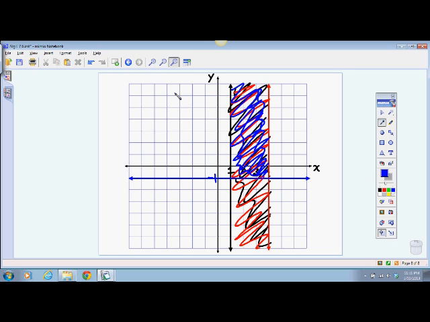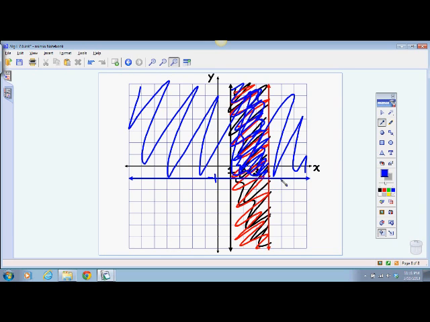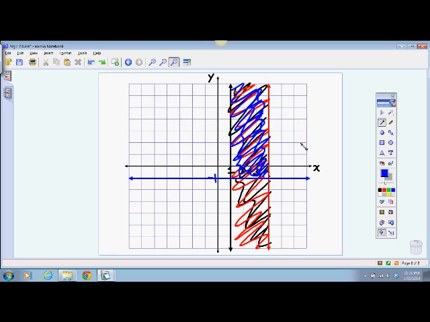Okay. Now, again, remember, you can fill in all of this. All of this represents the solutions. Y is greater than or equal to -1. But I'm looking for the overlap. I'm looking for which points make all the solutions true. So that's all I'm going to shade in.